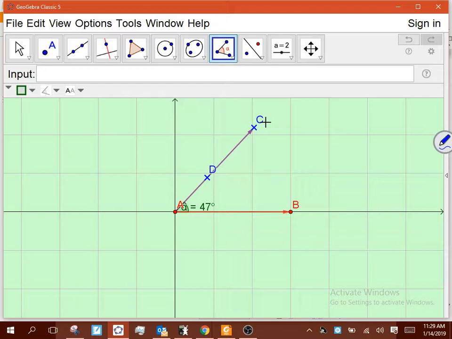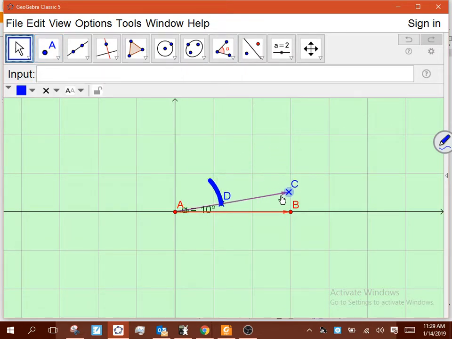The reason I know it's positive is because when I move this angle from there to there, we are moving in a counterclockwise direction. Does that make sense? So this angle here is a positive 127 degrees. Does that make sense?